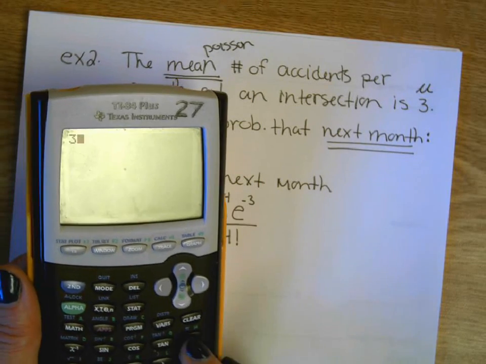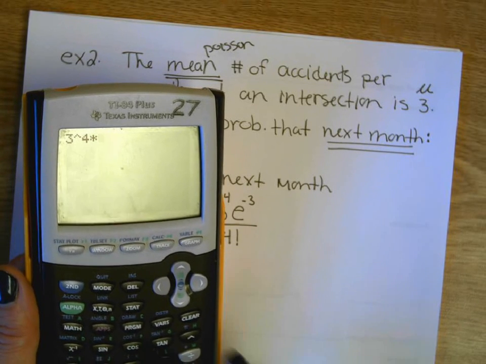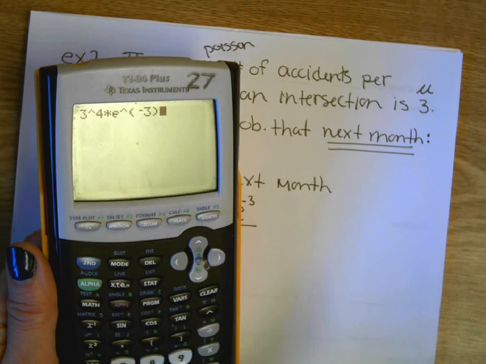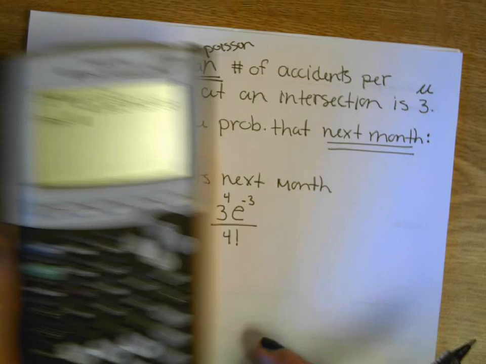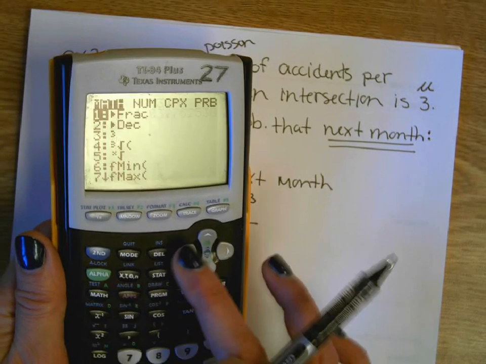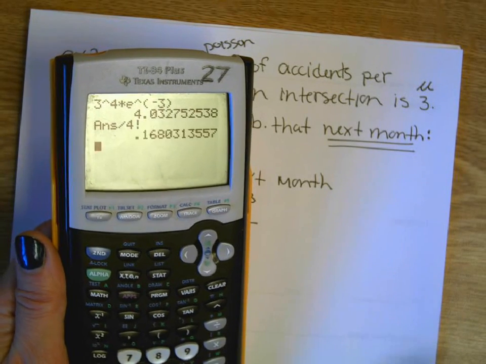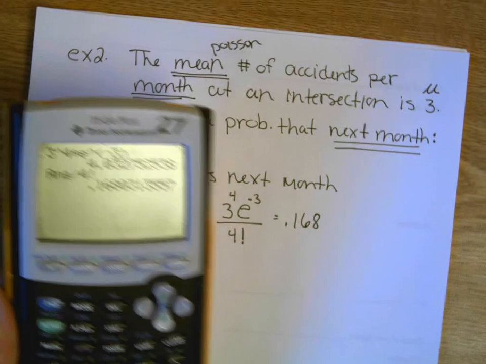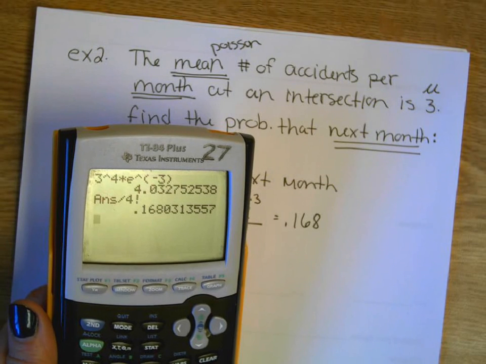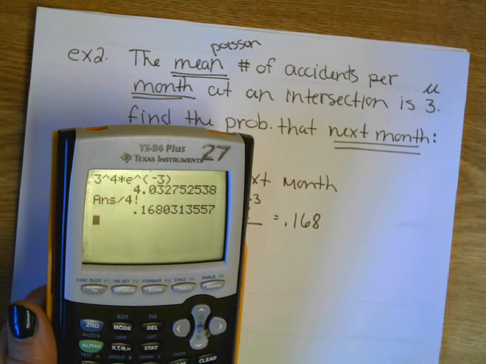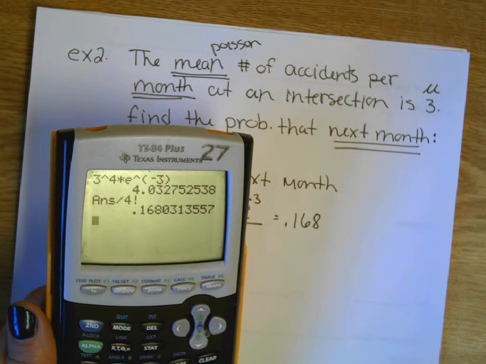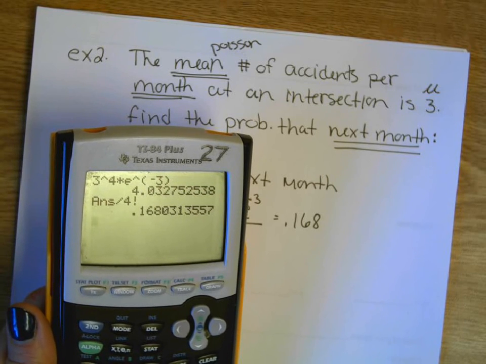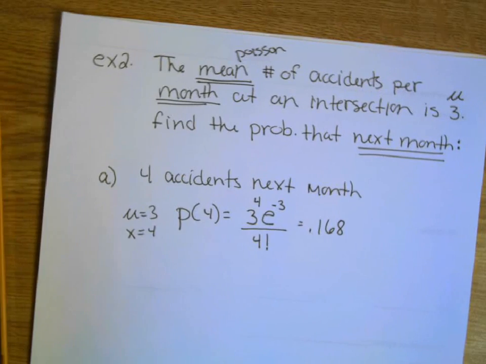So 3 raised to the 4th times E raised to the negative 3rd, divided by 4 factorial. That's about a 17% chance, 0.168. How'd you do? Hang on, we're almost there. Is that the same E you use for like the PERT formula? Yes, the E is the same one in the PERT formula from advanced algebra. That's the base of the natural log. Okay, try another one here.